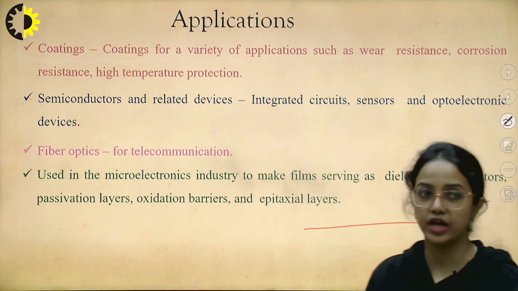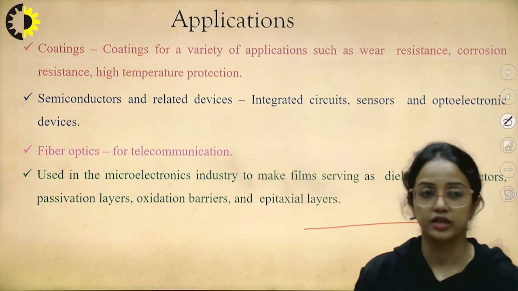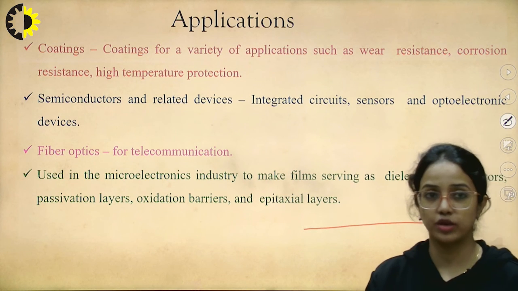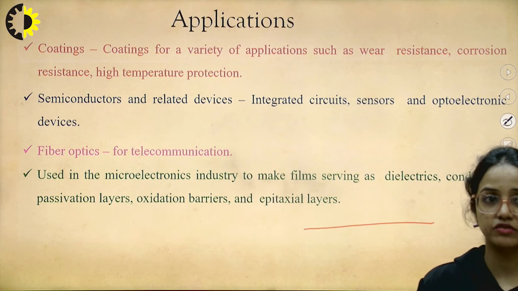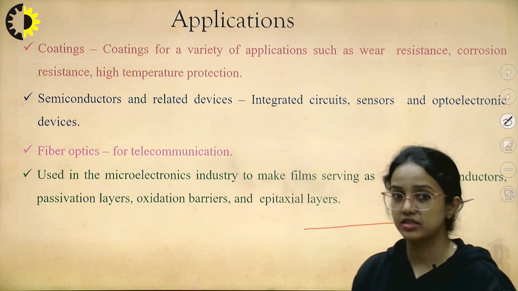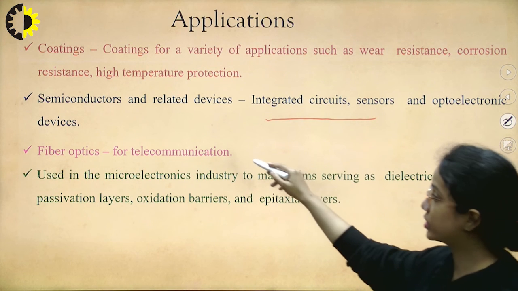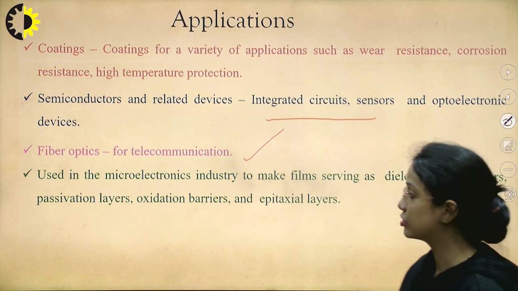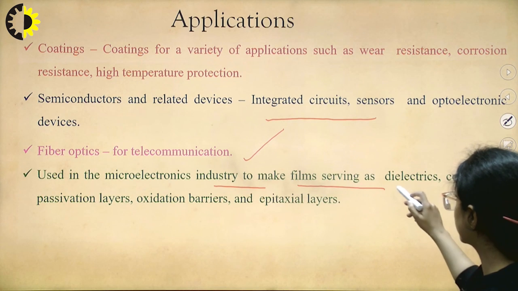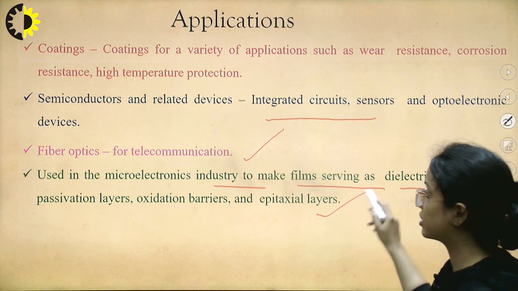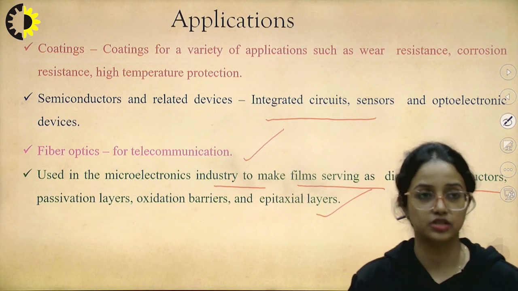Next, we have applications. Once we need to do coating, there is a variety of applications: wear resistance, corrosion resistance, high temperature protection. Then we have semiconductor related devices like IC, sensors, and optoelectronic devices. In fiber optics, we use it in telecommunication. It is used in the microelectronic industry to make films serving as dielectric conductors, passivation layers, oxidation barriers, buried layers, and epitaxial layers.